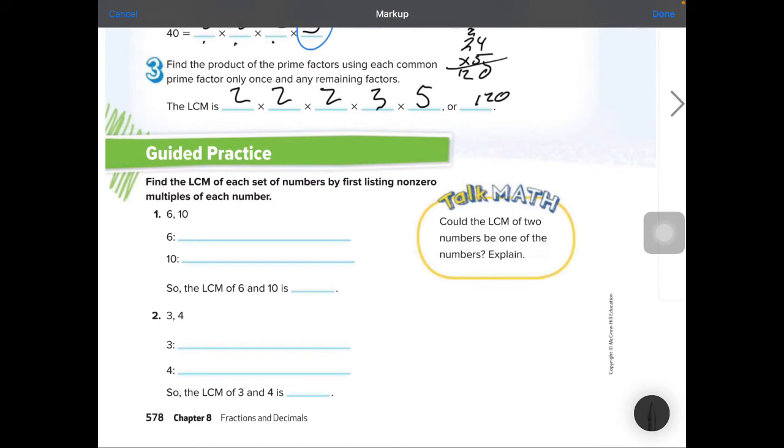Alrighty, find the LCM of each set of numbers by first listing non-zero multiples of each number. So they want you to skip count. See if you can race me through here. If you're not comfortable with skip counting, you can look on your times table chart and just go down the 6 column and then go down the 10s column.